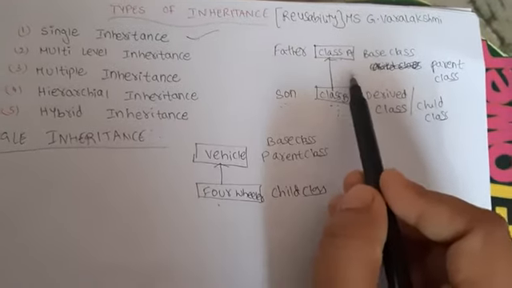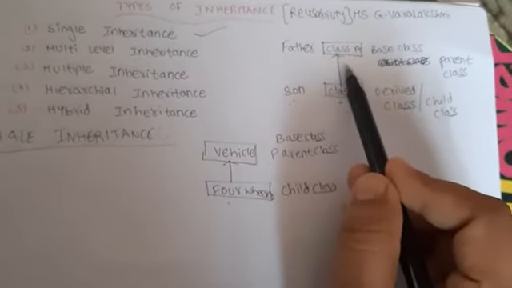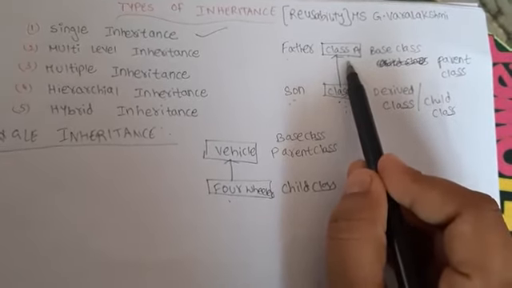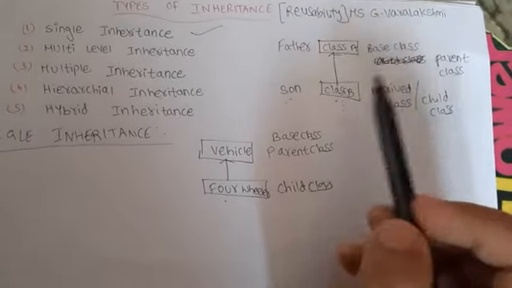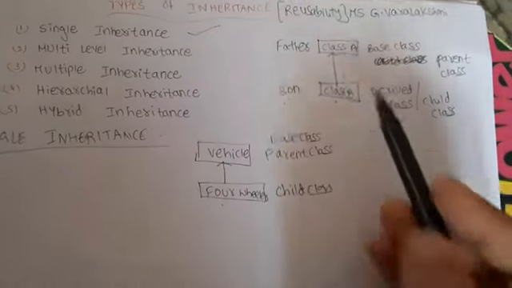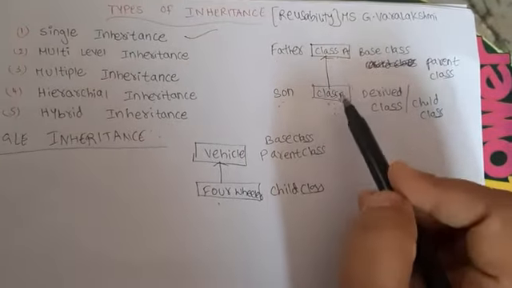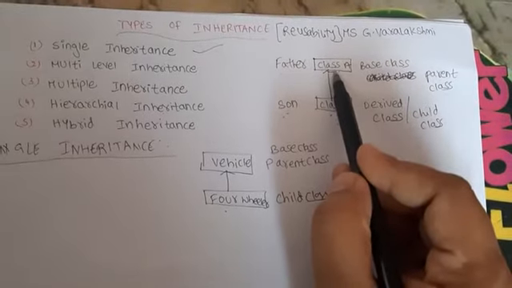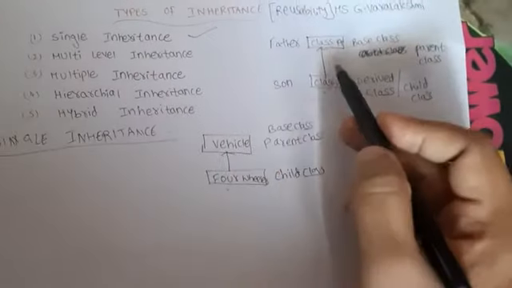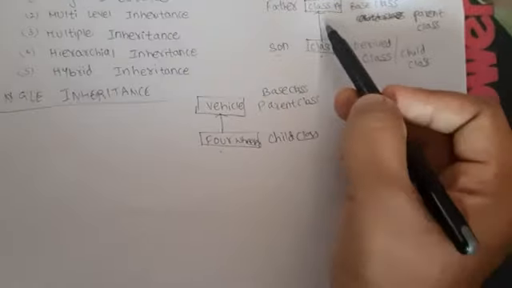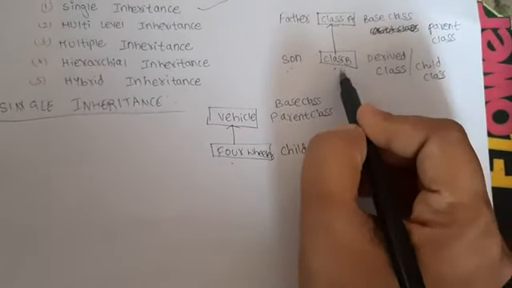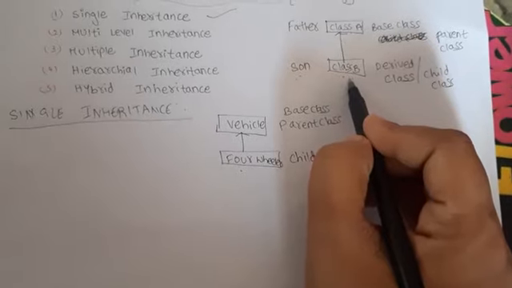When you show it diagrammatically, let us say father class as class A, son as class B. Then class A becomes a parent class or base class, and the child class becomes a derived class. So you draw it diagrammatically like this. This is the child class, this is the parent class. Terminology wise, we can call this the parent class or the base class, and the child class we can also call the derived class.